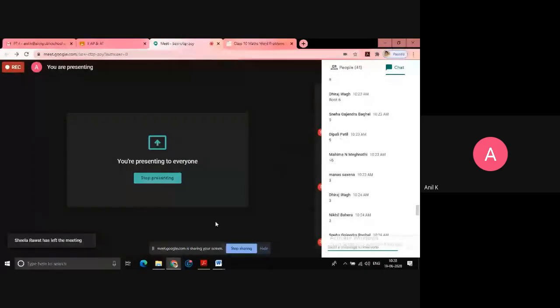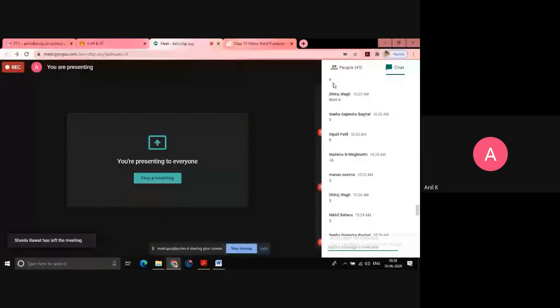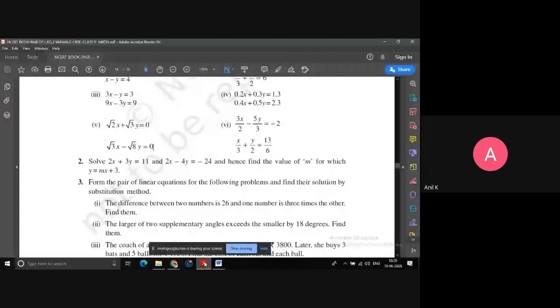Okay, I think they are typing 9 because they cannot write the root symbol. That's fine. Okay, so this question is solved. Even question number 6 also here.